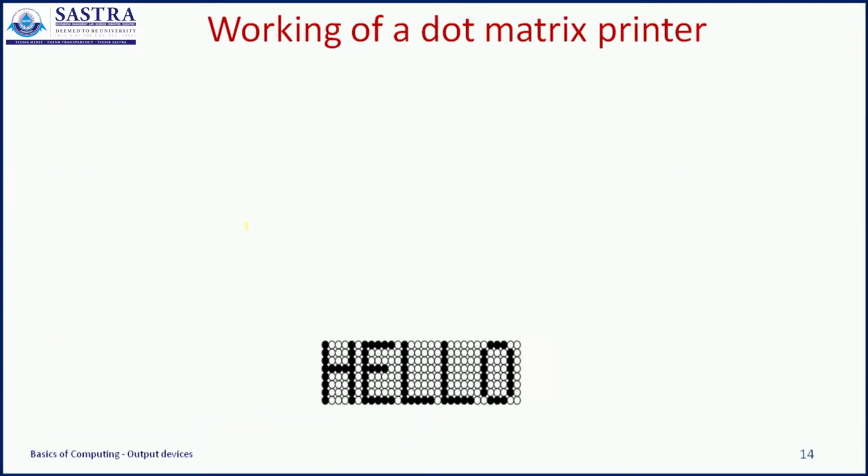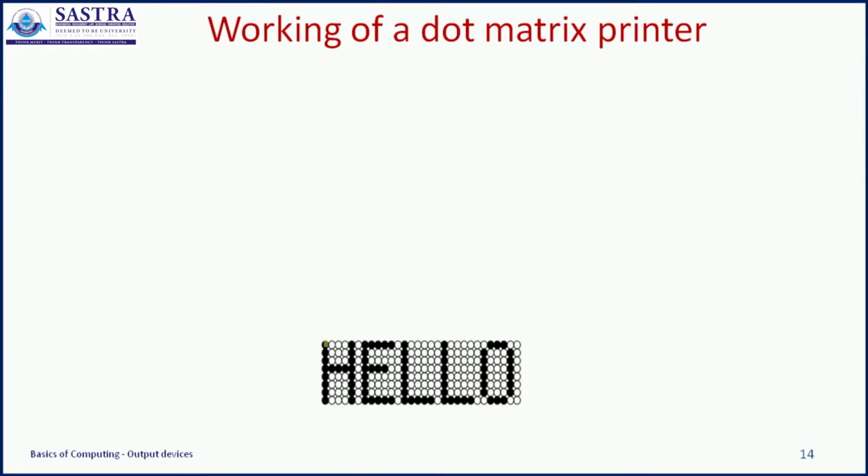Let us see how this dot matrix printer works. Before going to this, let me tell you that any character which is printed would be in the form of a matrix. So each and everything would be in the form of a matrix. Characters as well as images are patterns of dots.